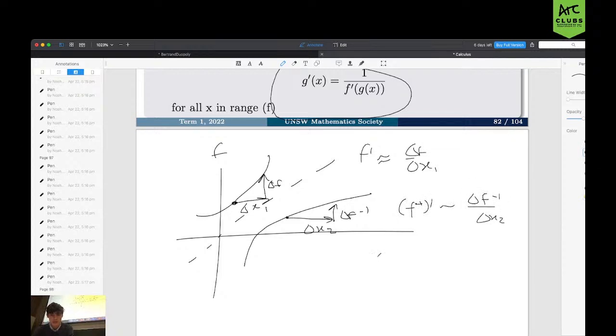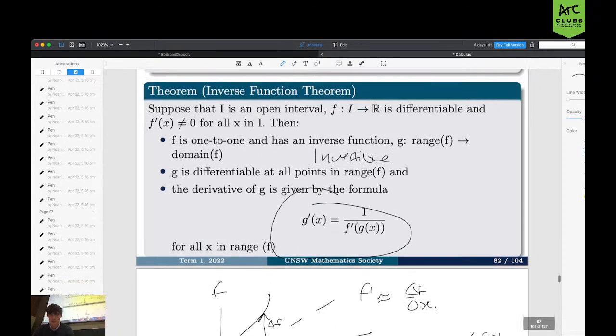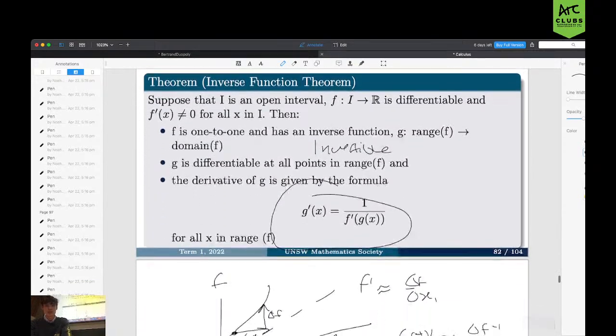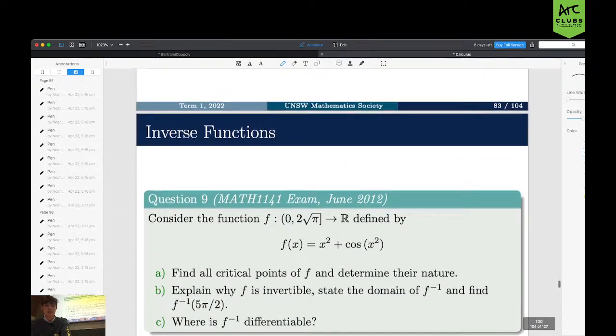And we know that delta x2 is equal to delta f, and delta f inverse is equal to delta x1. So this is roughly the same thing as 1 on f dash, right? So that's why this formula makes a bit of intuitive sense. All right, so let's use that information to move on to a question.